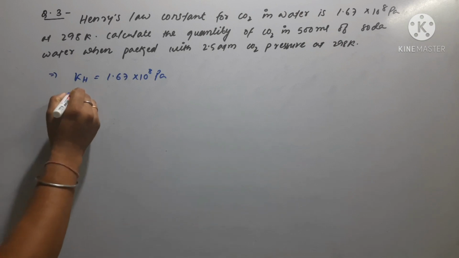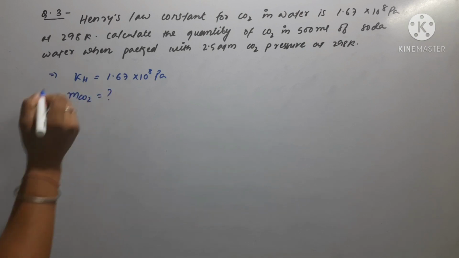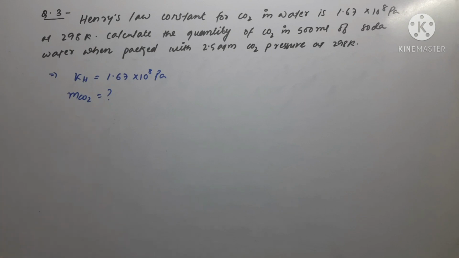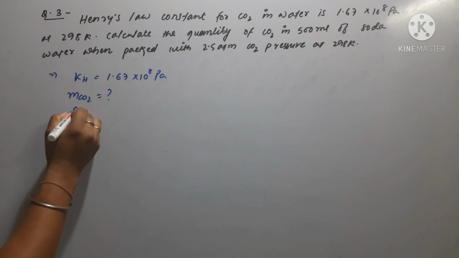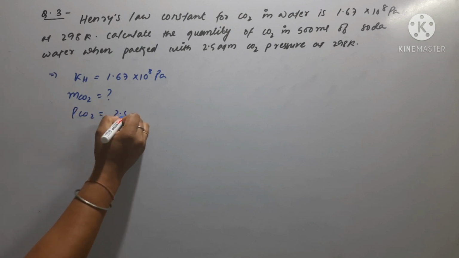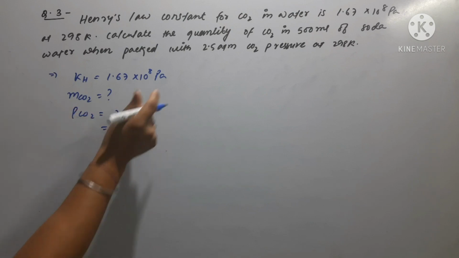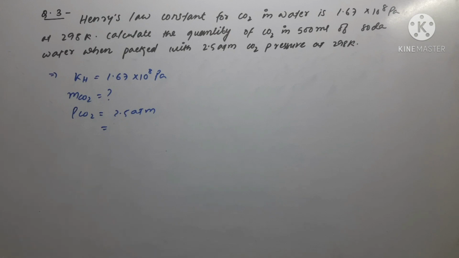Now it says calculate the quantity of CO2 in 500 ml of water. So what we have to do? The mass of CO2 has to be calculated. This M is mass, okay? At 500 ml of soda water, which is packed with 2.5 atmospheric CO2 pressure at 298 Kelvin. That means the pressure of CO2 is given to us, which is 2.5 atm. As KH is also given in Pascal, we will convert it into Pascal.